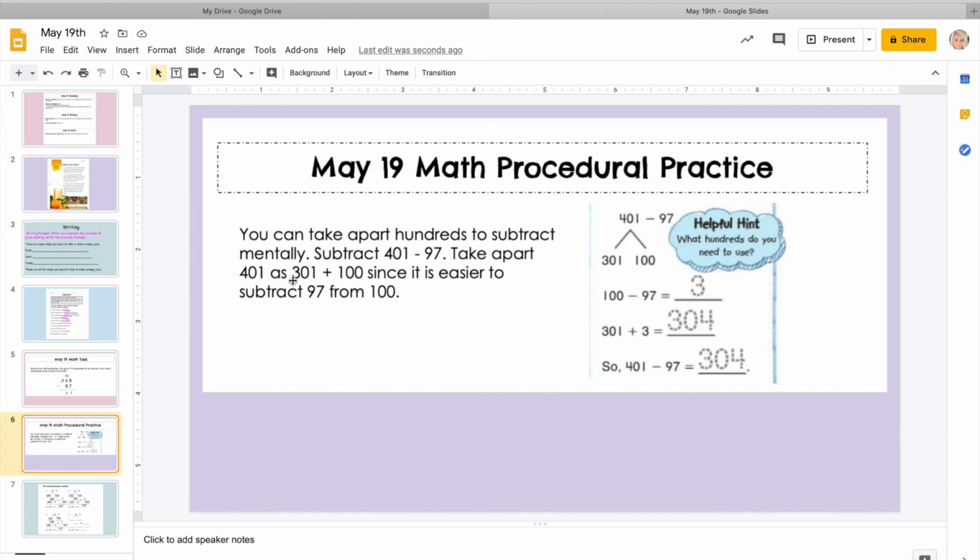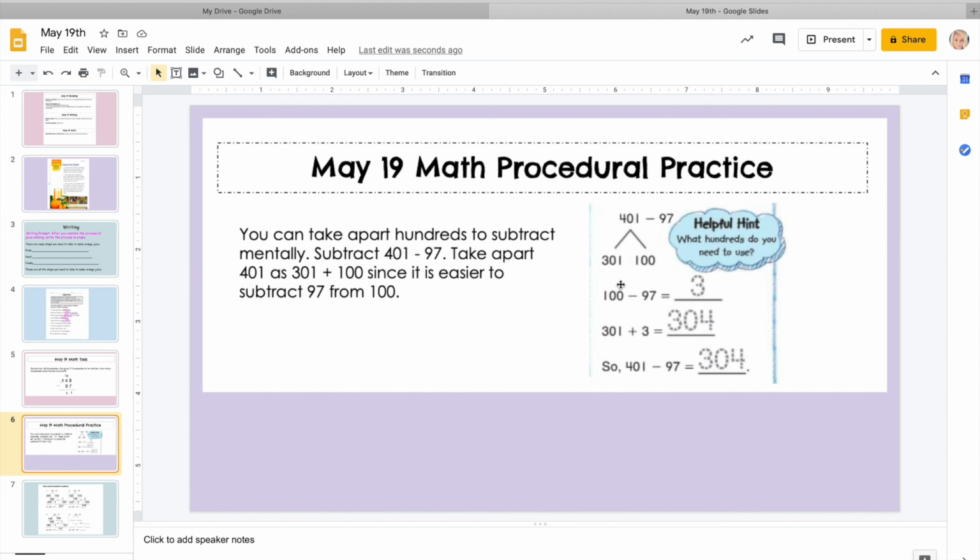We're going to take apart 401 as 301 plus 100, since it's easier to subtract 97 from 100, because remember, we can count backwards. So here, if you look at the example, they broke apart 401, they broke it into 301, and then they broke it into 100. So they decomposed that into 2 different numbers.